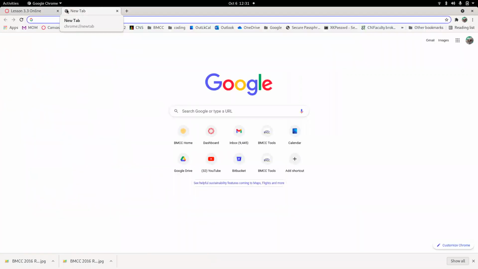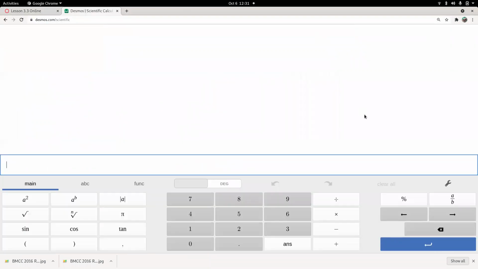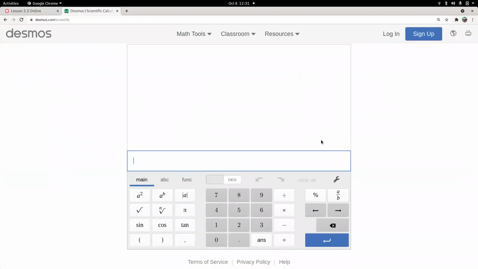So I like my Desmos calculator. Ooh, I got the widescreen version today. That's fascinating. Oh, now I don't.